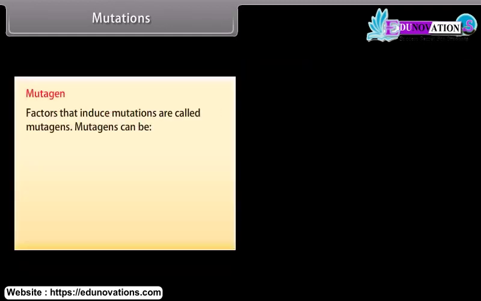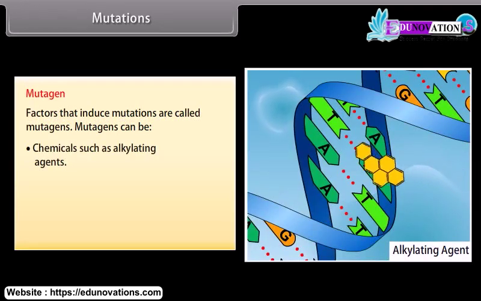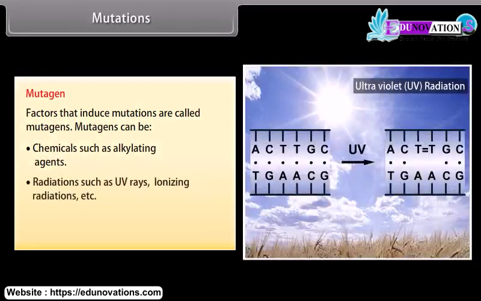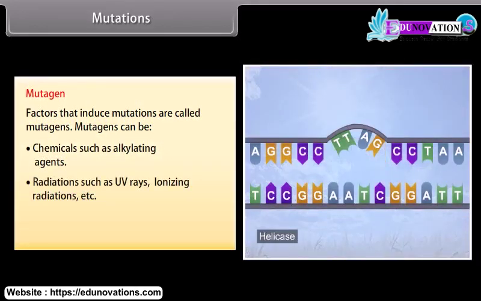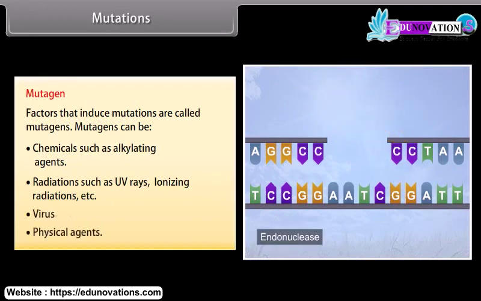Mutagen. Factors that induce mutations are called mutagens. Mutagens can be chemicals such as alkylating agents, radiations such as UV rays and ionizing radiations, etc. Virus. Physical agents.